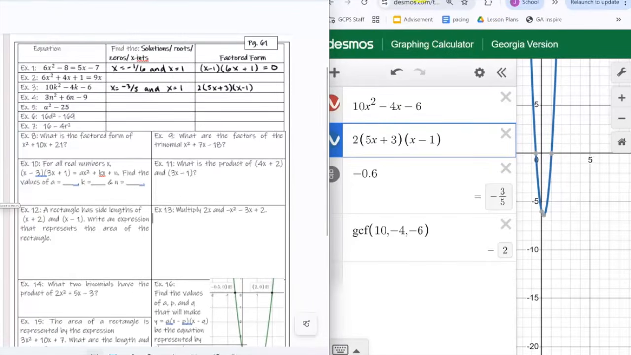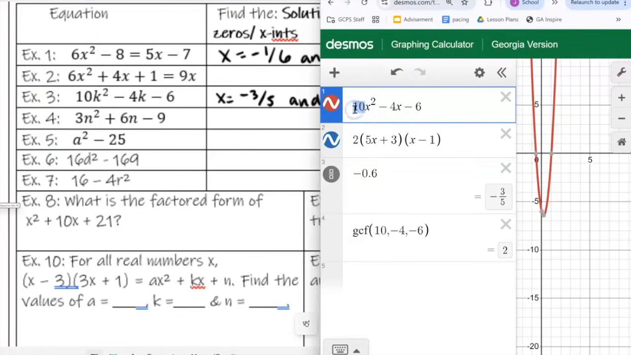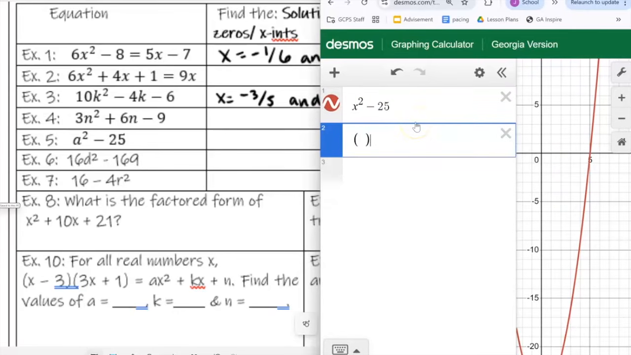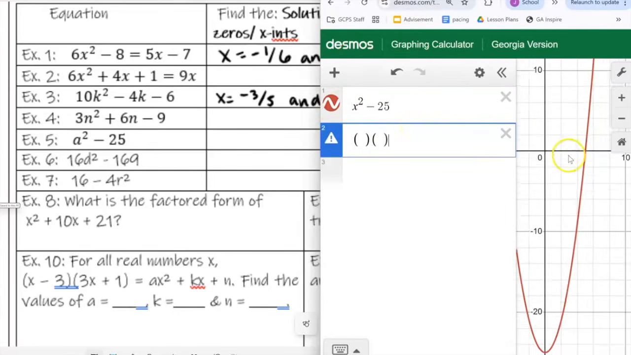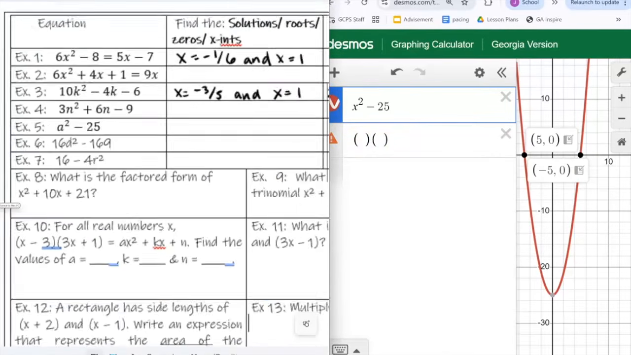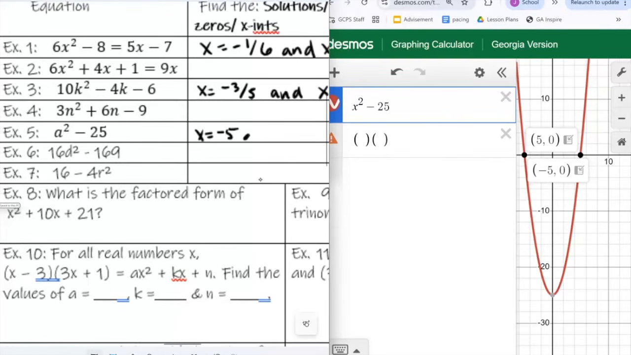All right, so you should have written out example 4. So now I'm going to do example 5. And again, instead of using a, I'm just going to use x. So this is x squared minus 25. And these are just the different kinds of questions that you can get. All right, so zoom out till you see the graph. So my two solutions are positive 5 and negative 5. So I can write that in already. So my two solutions are x equals negative 5 and x equals positive 5.